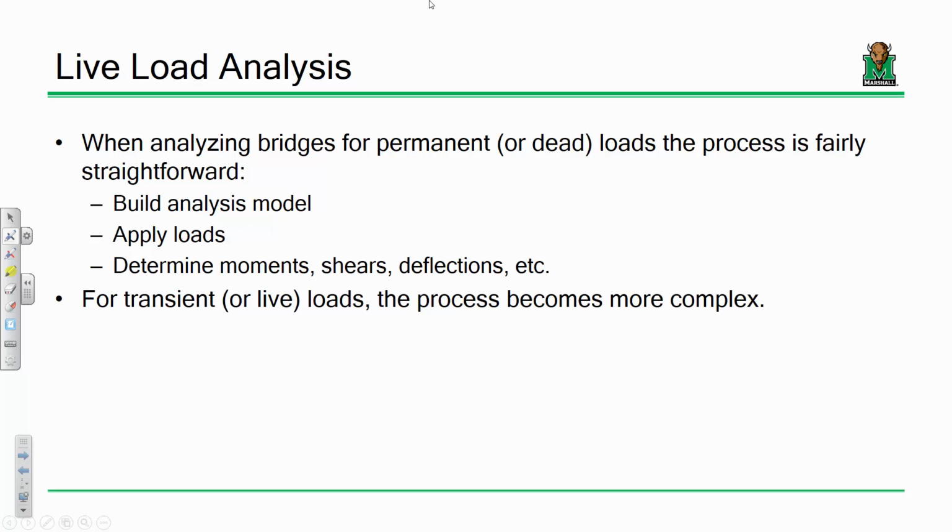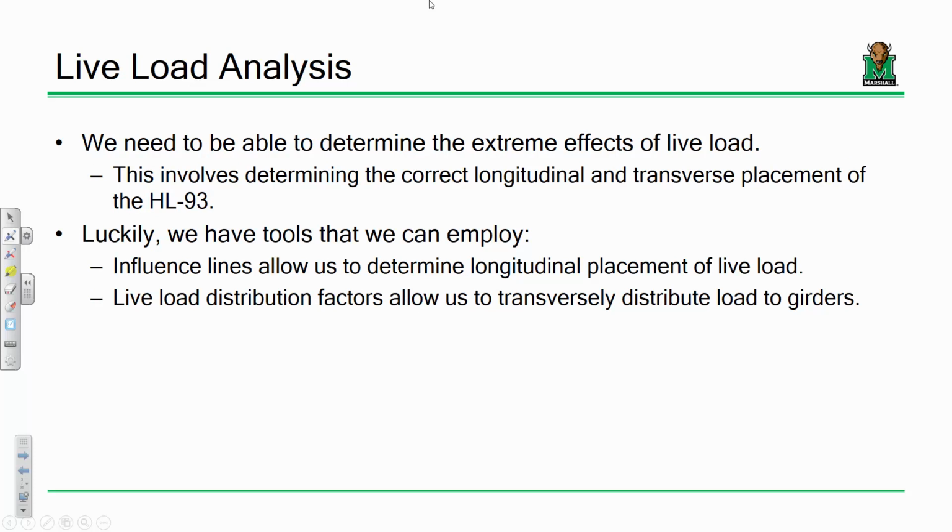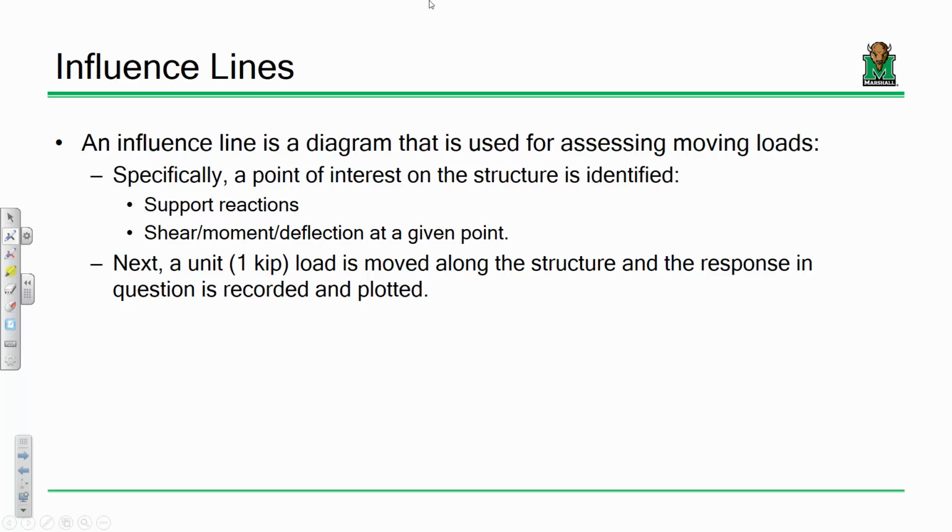Now, when you analyze bridges for dead loads, it's pretty straightforward. Build your analysis model, apply the loads, and do it. Simply support a beam, uniformly distributed load. If you can't draw a shear diagram or a moment diagram from that, I failed as a professor. But live loads, it gets a little more complicated. Now, we have tools that we can apply to make that a little simpler, specifically live load distribution factors and influence lines. And I'm going to talk about influence lines first.